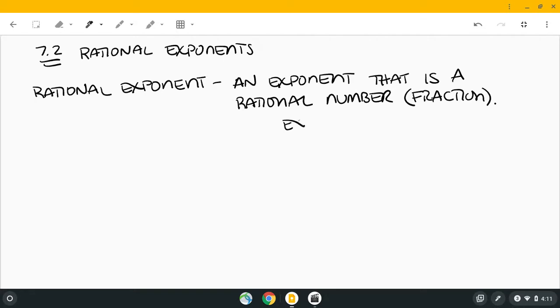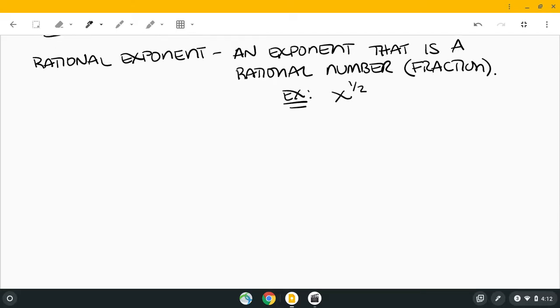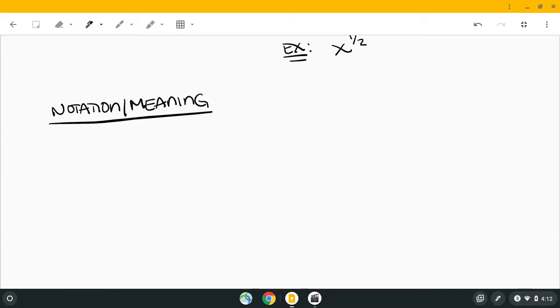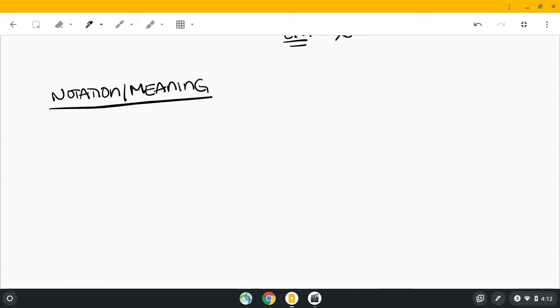So for example, you might have something like this. Your exponents are now going to be fractions. Okay, so notation and meaning. It's basically another way to write radicals. We just covered square roots, cube roots, and whatnot. So it's just another way to write square root, cube root, fourth root, etc.